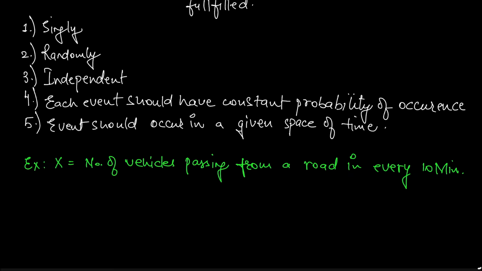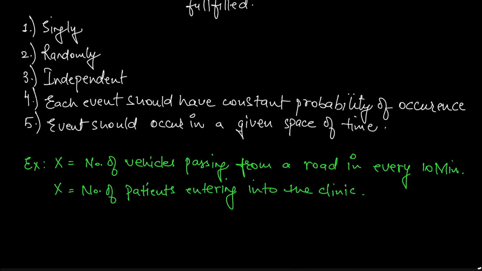There can be some other examples as well. Say let X represent the number of patients entering the clinic in every 30 minutes. So these two examples show how a Poisson distribution question looks. In both the questions, X is representing something which is occurring singly, randomly, independently. Each event is having a constant probability of occurrence, and both are time-bound events. So we can see that X in both the cases is actually following Poisson distribution.